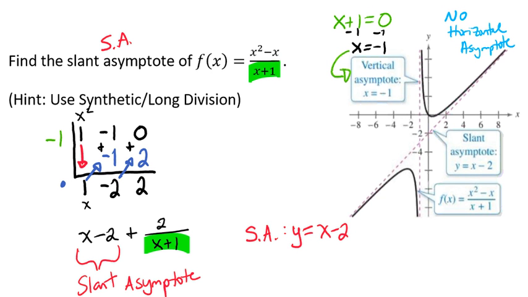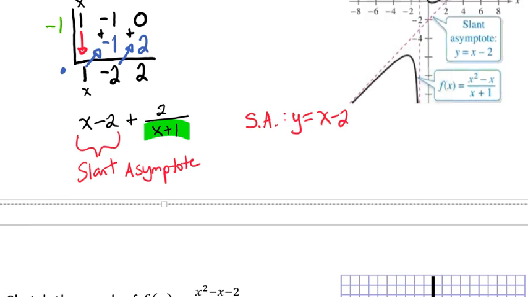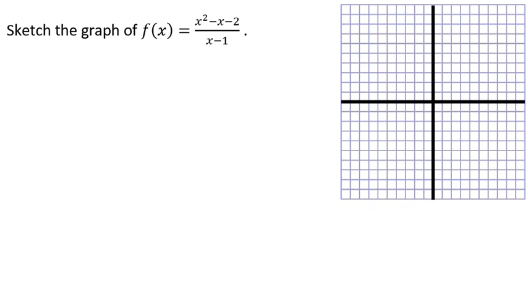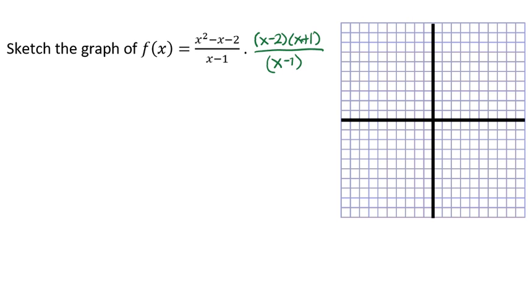Let's do an example where we're going to sketch that. So we're going to go ahead and sketch the graph of f of x equals x squared minus x minus 2 over x minus 1. To sketch this, we need to find all of our asymptotes or holes. So I'm going to start by factoring this, which is x minus 2 and x plus 1 over x minus 1. And really all that does for us is these values right here, because we can't cross anything out, these are our x-intercepts. So we could graph those if we want to.